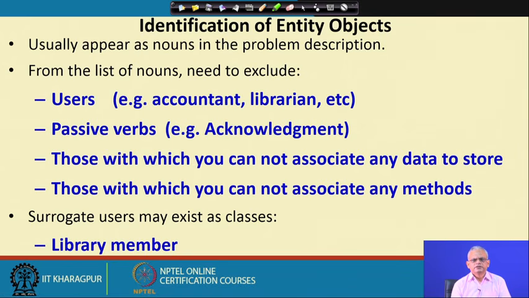We are almost at the end of this lecture. We will stop here, and we will see how to identify the entity classes for specific problems, and then we will take up a few problems and walk through the design process and see how we develop the domain model, and then the interaction diagram, and finally the class model. That we will do in the next lecture. We will stop now. Thank you.